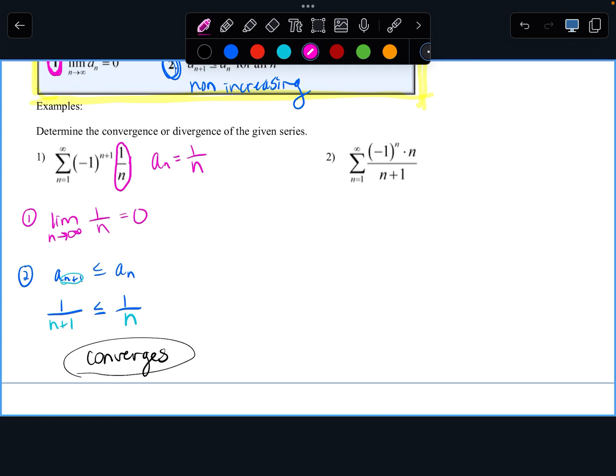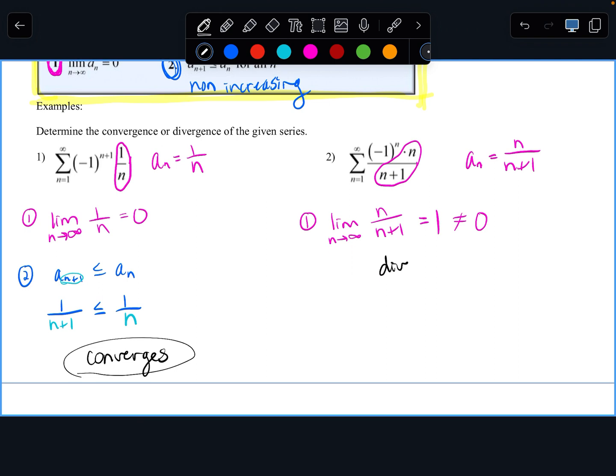Now you look at 2, so you just look at the non -1 thing. It's literally that. It's not too complicated. So you take this guy, and step 1 is the limit as n goes to infinity of n over n plus 1, and you take the limit, and oh, it equals 1, which isn't 0, right? So you have to show that you're recognizing, hey, not 0. So this diverges.